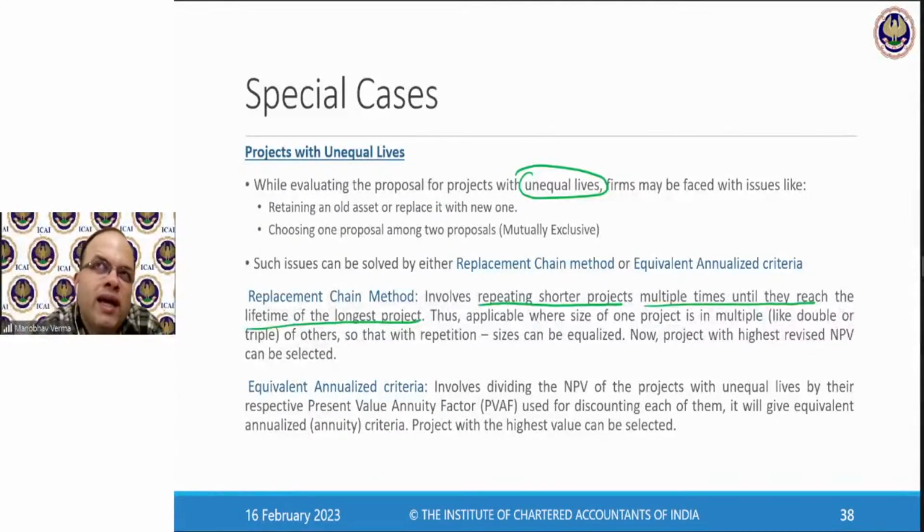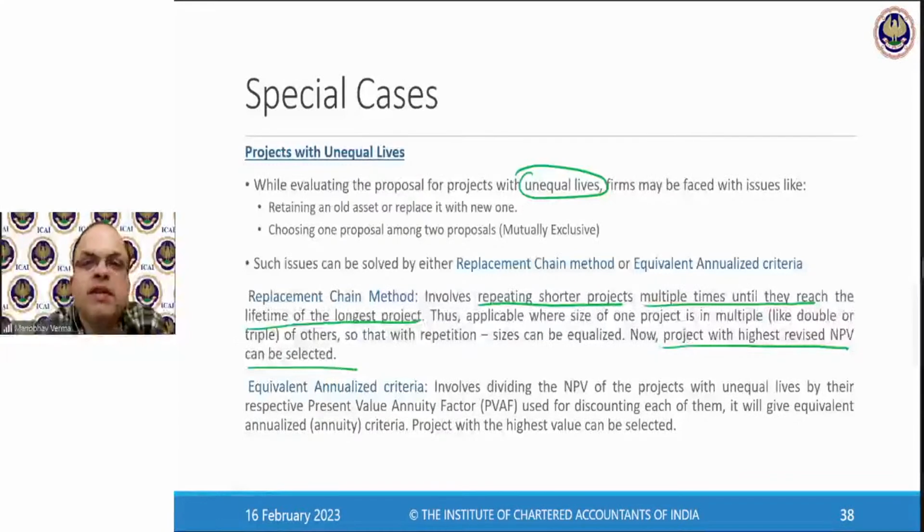Someone may say that, sir, if one project is 4 years and another is 3 years, we can repeat one project 3 times and another 4 times and make it 12 years. No, we are not calculating LCM here. We are just saying that the smaller project can be repeated once, twice, thrice, so that it can be equivalent to the larger project. Since both projects will then be of equal lives, what will be my conclusion, guys? The project with the highest revised NPV can be selected.